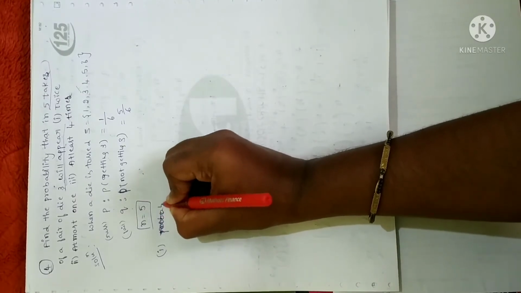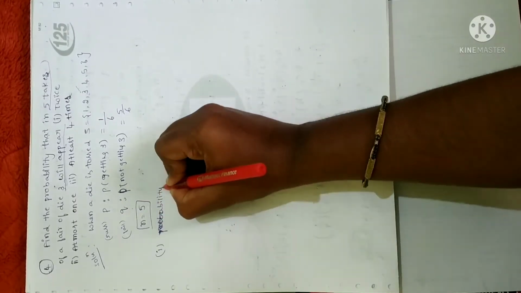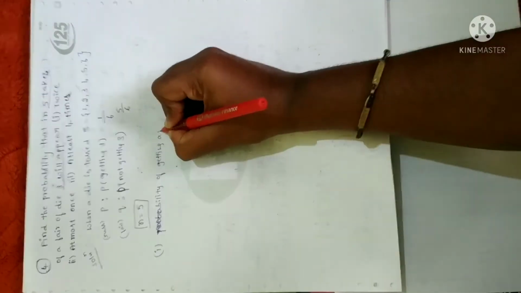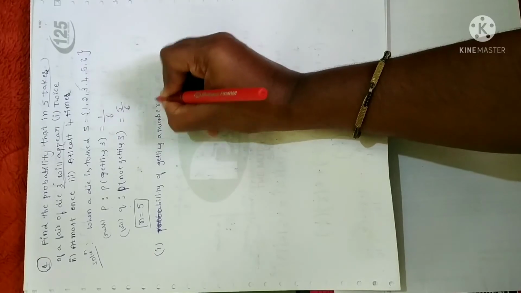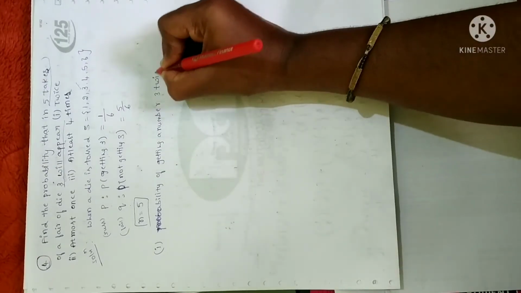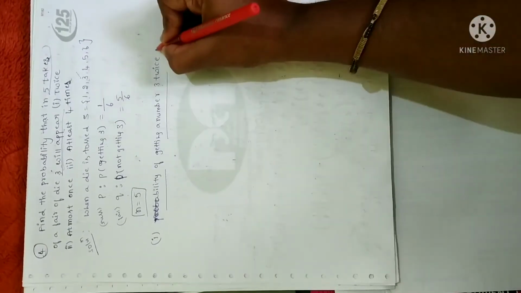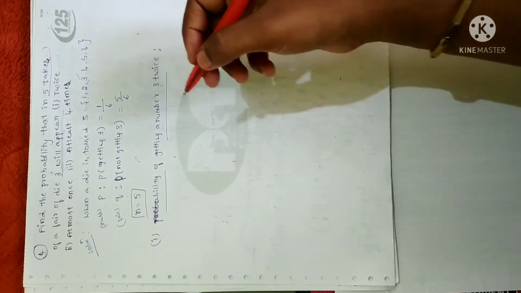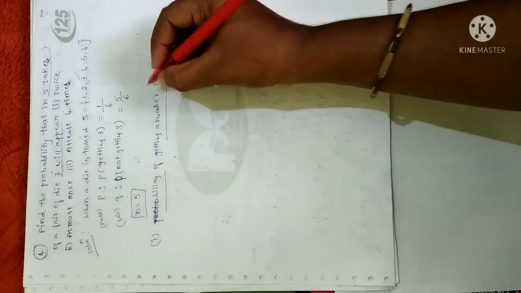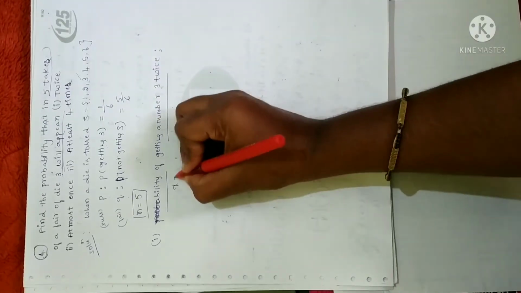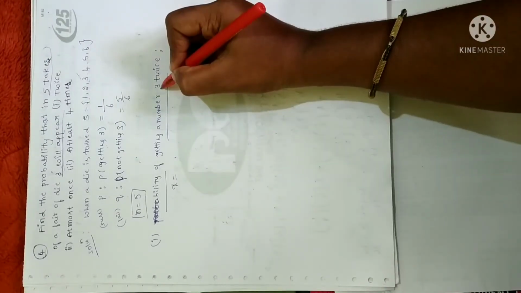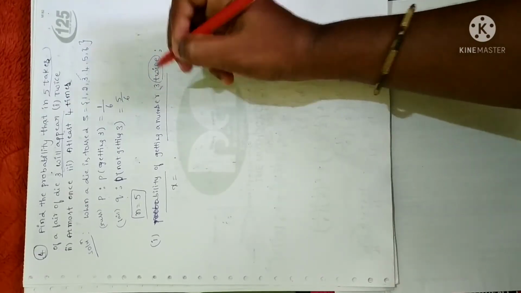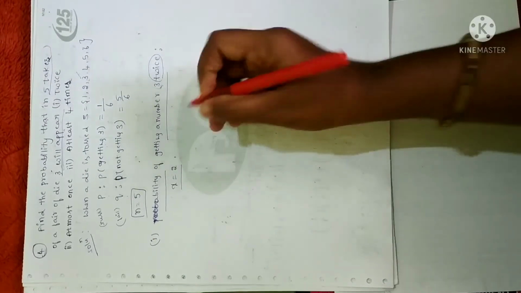Probability of getting a number 3 twice, that is the meaning. So we have to find the probability of getting number 3 two times. So what is the value of x here? See here, you should not take 3, because 3 is an event. We should get it twice. Twice means we have to take the x value as 2.